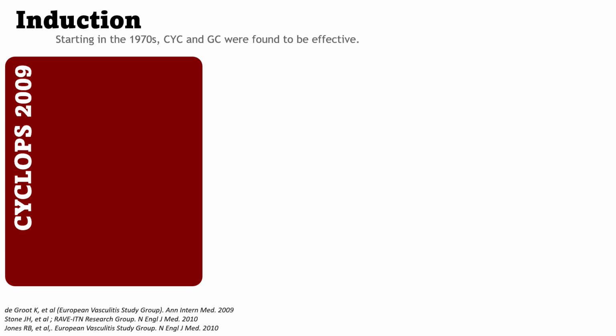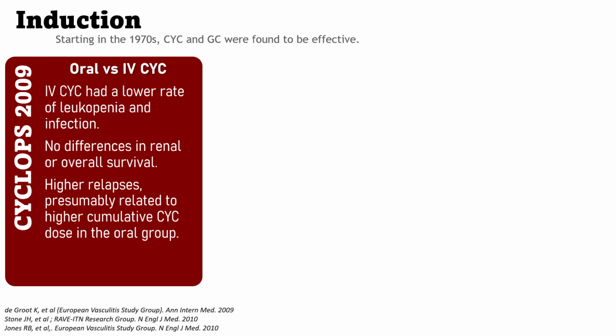In CYCLOPS in 2009, they compared oral versus IV cyclophosphamide and found that IV cyclophosphamide had a lower rate of leukopenia and a lower rate of infection. No difference was found in renal or overall survival, but there was a higher relapse with IV cyclophosphamide, but this relapse could be related to the higher cumulative cyclophosphamide dose in the oral group.